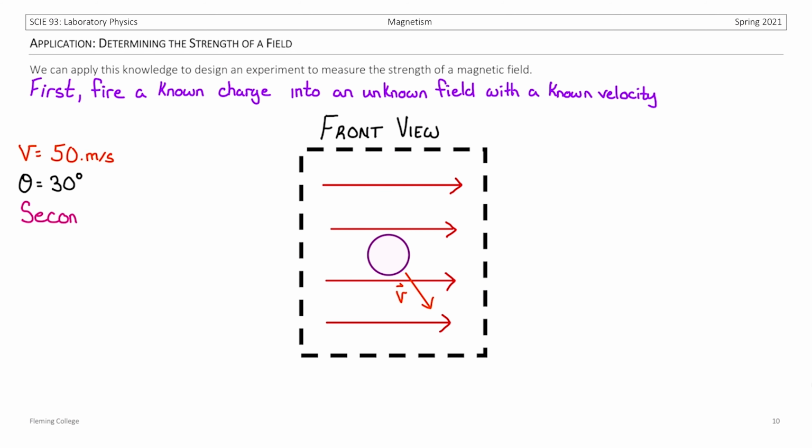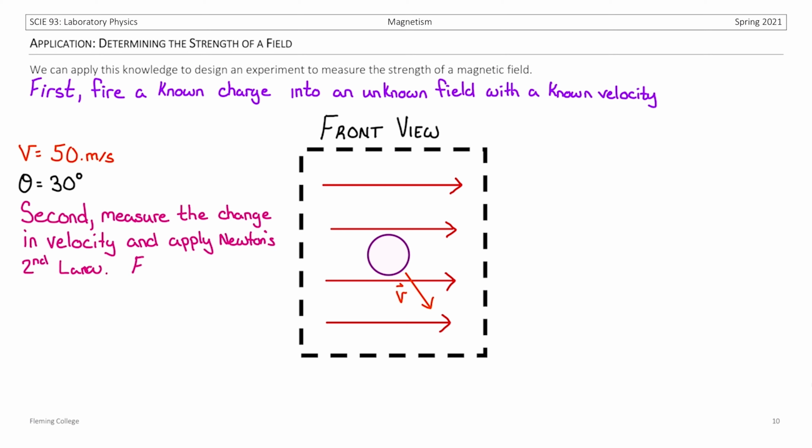The second thing we do is we measure the change in velocity of the particle, and we apply Newton's second law, which recall is force is equal to mass times acceleration. In this example, we could say that the calculated force is 4.0 times 10 to the negative 5 newtons out of the page.